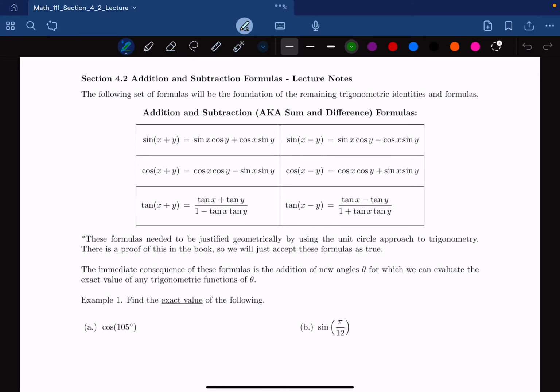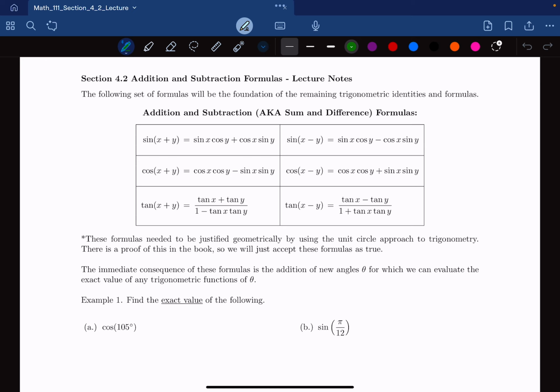Hello everybody. For this video, we're going to talk about section 4.2, which is focusing on the addition and subtraction formulas for the three basic trig functions, which is sine, cosine, and tangent. There are equivalent versions of these for the other three trig functions, but they are a lot more rare in terms of usage and in terms of application. There's a time and place for these, but for this particular video, we are going to focus on the addition and subtraction formula for sine, cosine, and tangent.